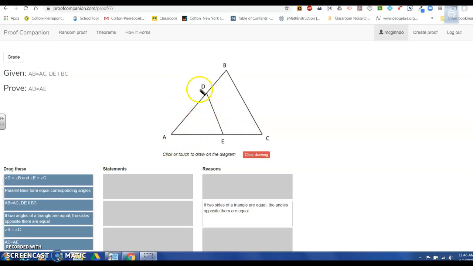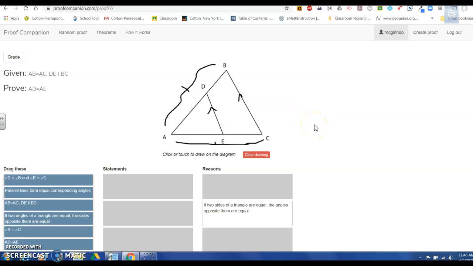Now notice when I use my cursor over here, a little pencil comes up. The reason is that it says click or touch to draw on the diagram. So I can mark this diagram up as I need to. All I have to do is, with my cursor, mark AB is equal to AC, those two are equal. And DE is parallel to BC, which would be those two lines right there.